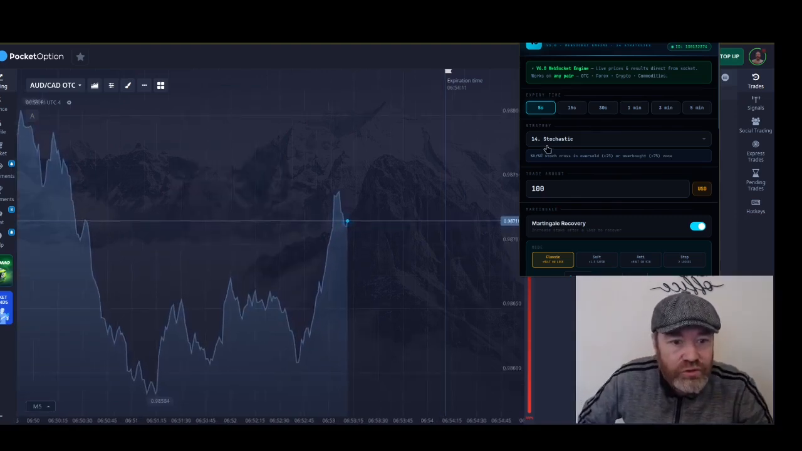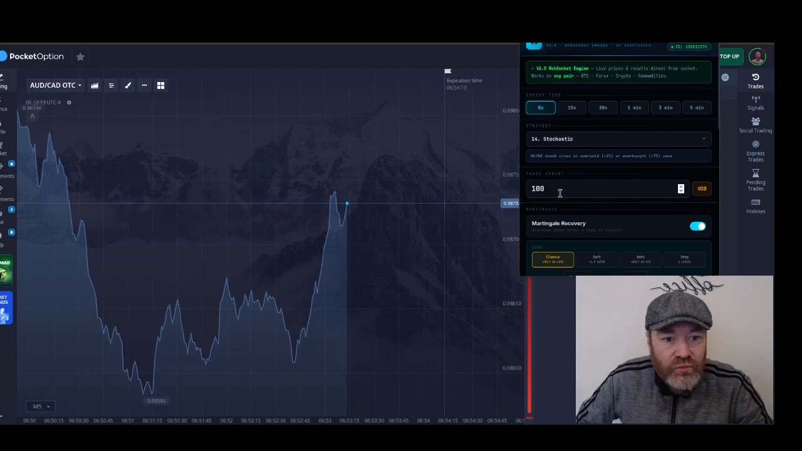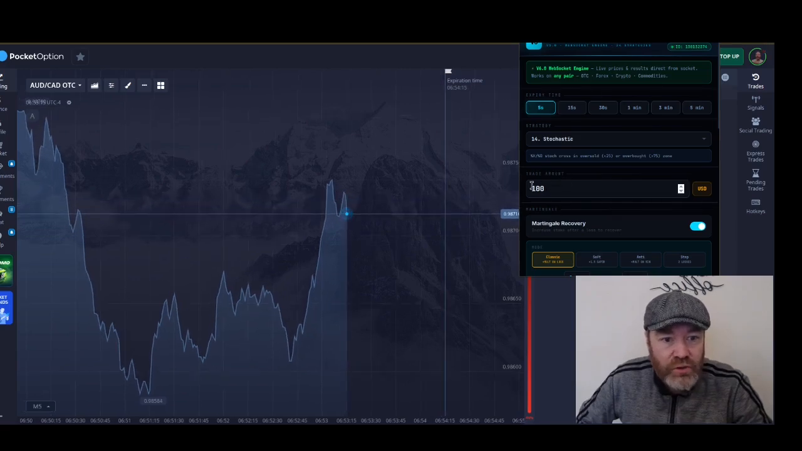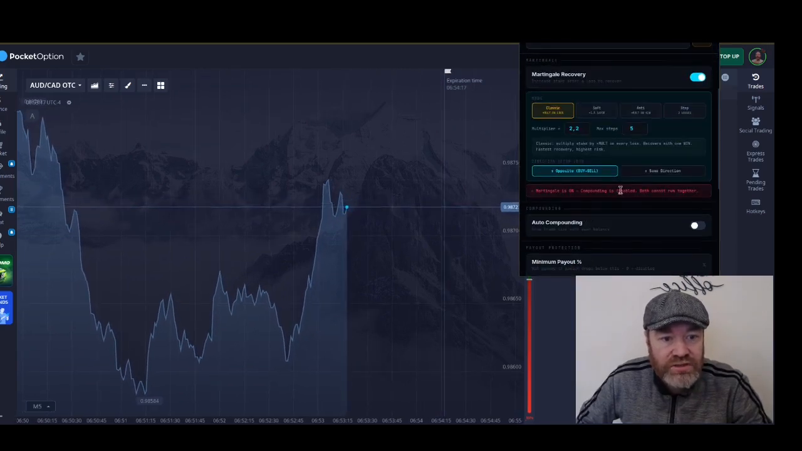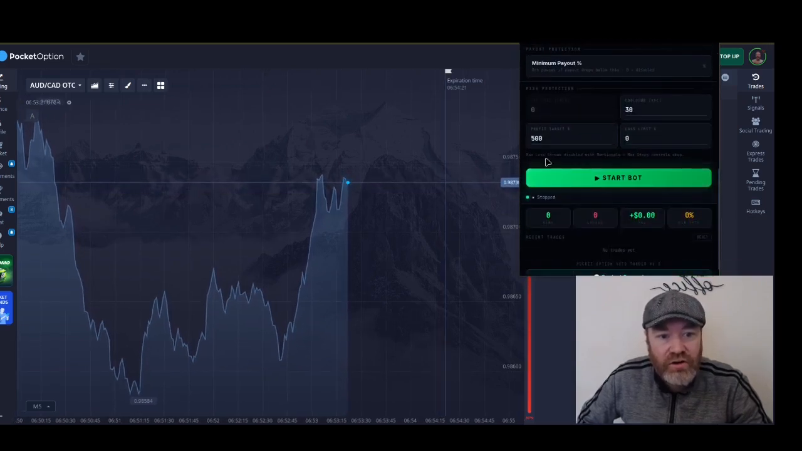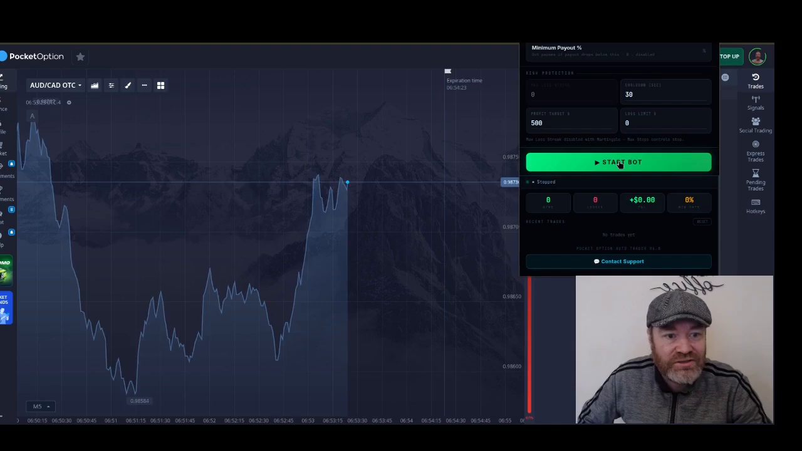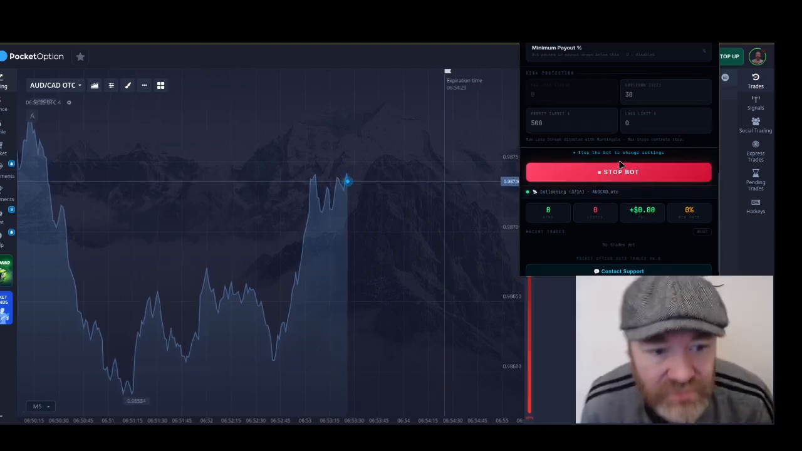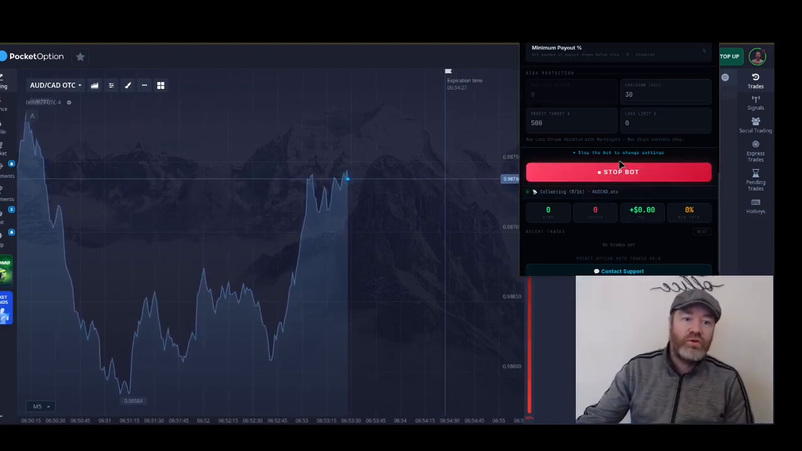So we have already chosen Stochastic. We always have the same setup, $100 trades. We do the classic martingale with the opposite. We are having a target of $500. So let's see. Now he will start to collect data as always.